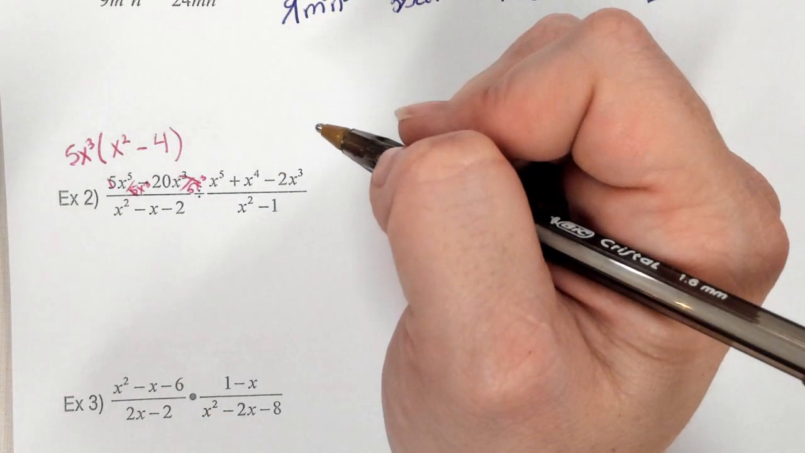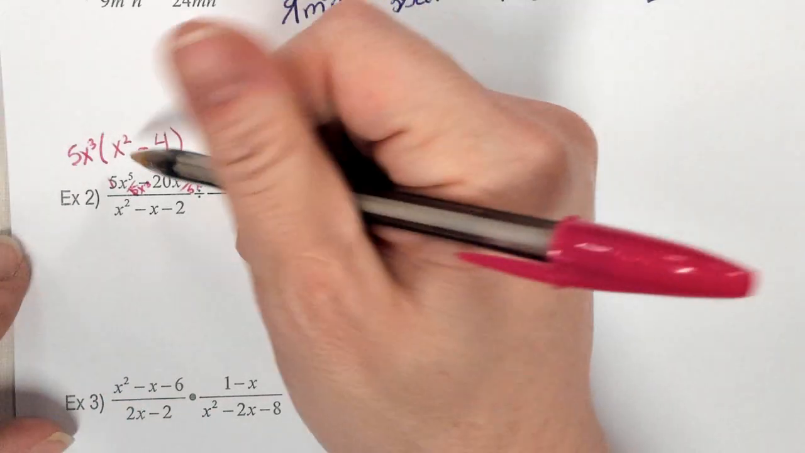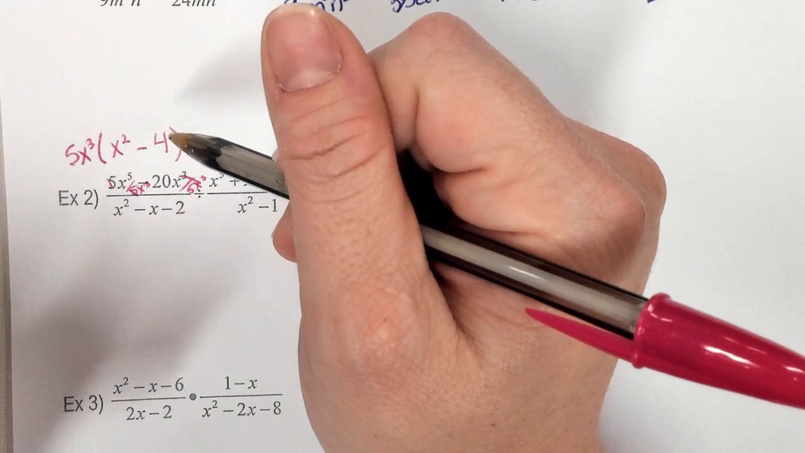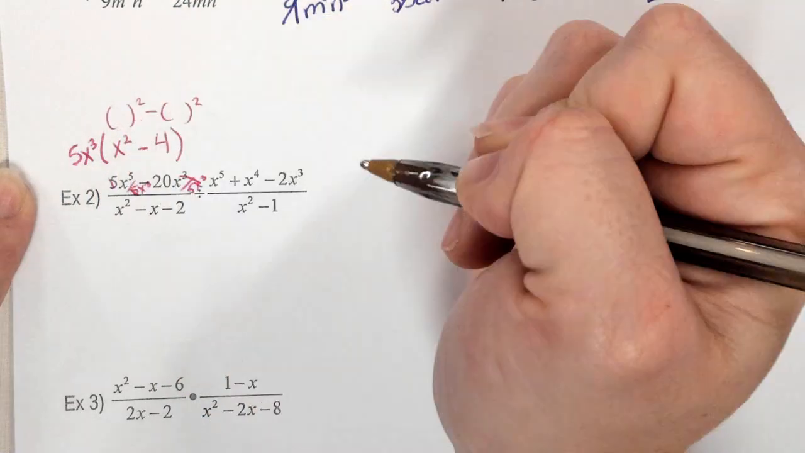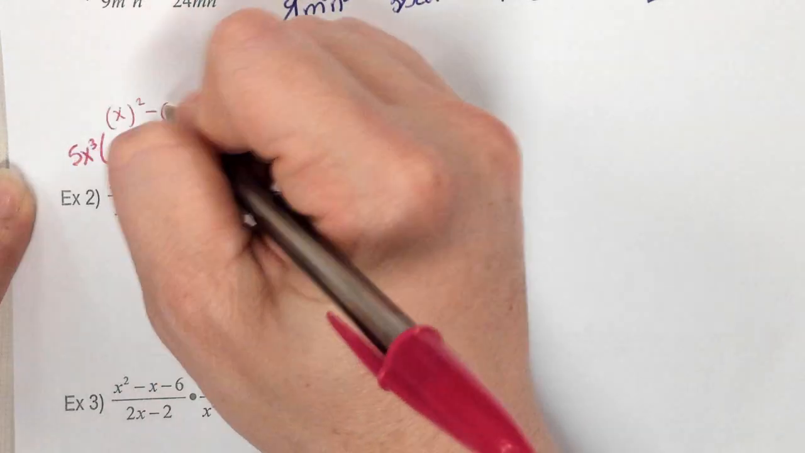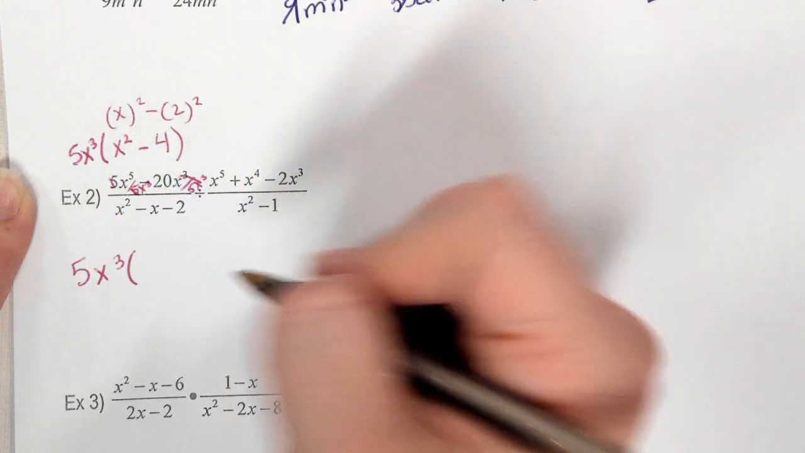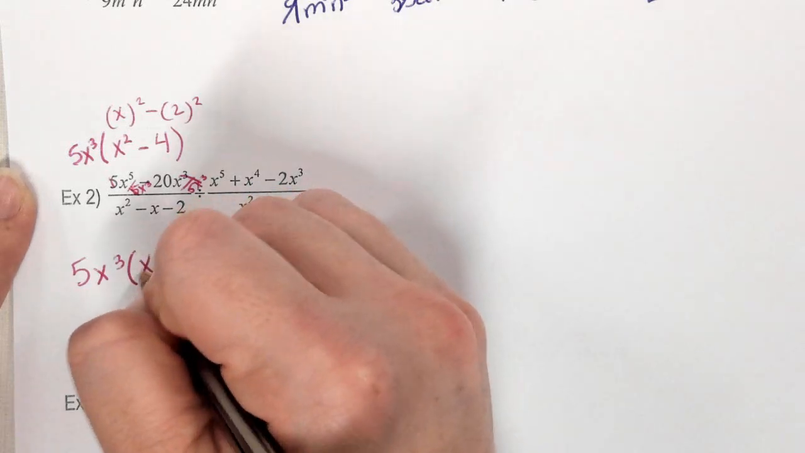Now, when you still have an exponent, always pay attention to see if you could break it down further. Can this keep breaking down? Yes, it's a perfect square minus a perfect square. So what squared minus what squared? X and 2. So I'm going to bring down my GCF. And what does that become? x plus 2, x minus 2.